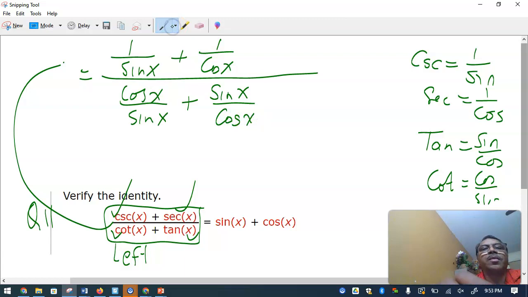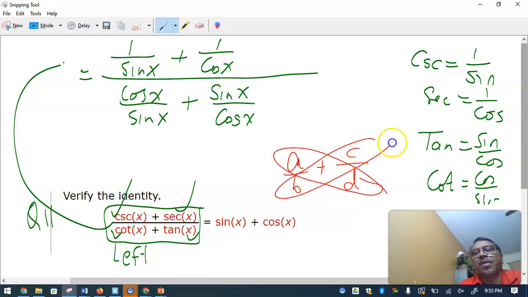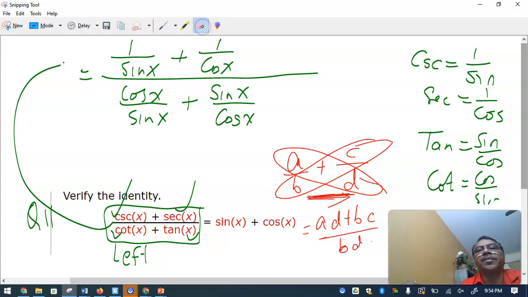Then another trick we can use goes like this: if you have A over B plus C over D, you can use the cross product. Maybe it is AD plus BC, and then the denominators are multiplied. So we can use this trick right here.